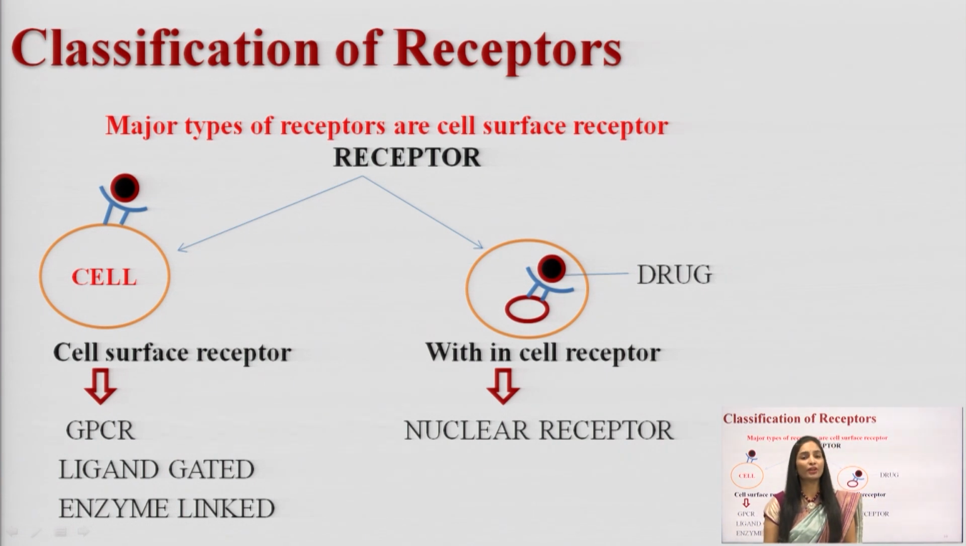And next one is the classification of receptors. Mainly, the receptors have been classified into two types. One is the cell surface receptor and the other is the inside-the-cell receptor. Most of the receptors are cell surface receptors, for example, ion channel receptors, GPCR receptors, and enzyme-linked receptors. All these three fall under cell surface receptors, and the only one which you can name as the nuclear receptor is present inside the cell, that means in the cytoplasm or inside the nucleus.